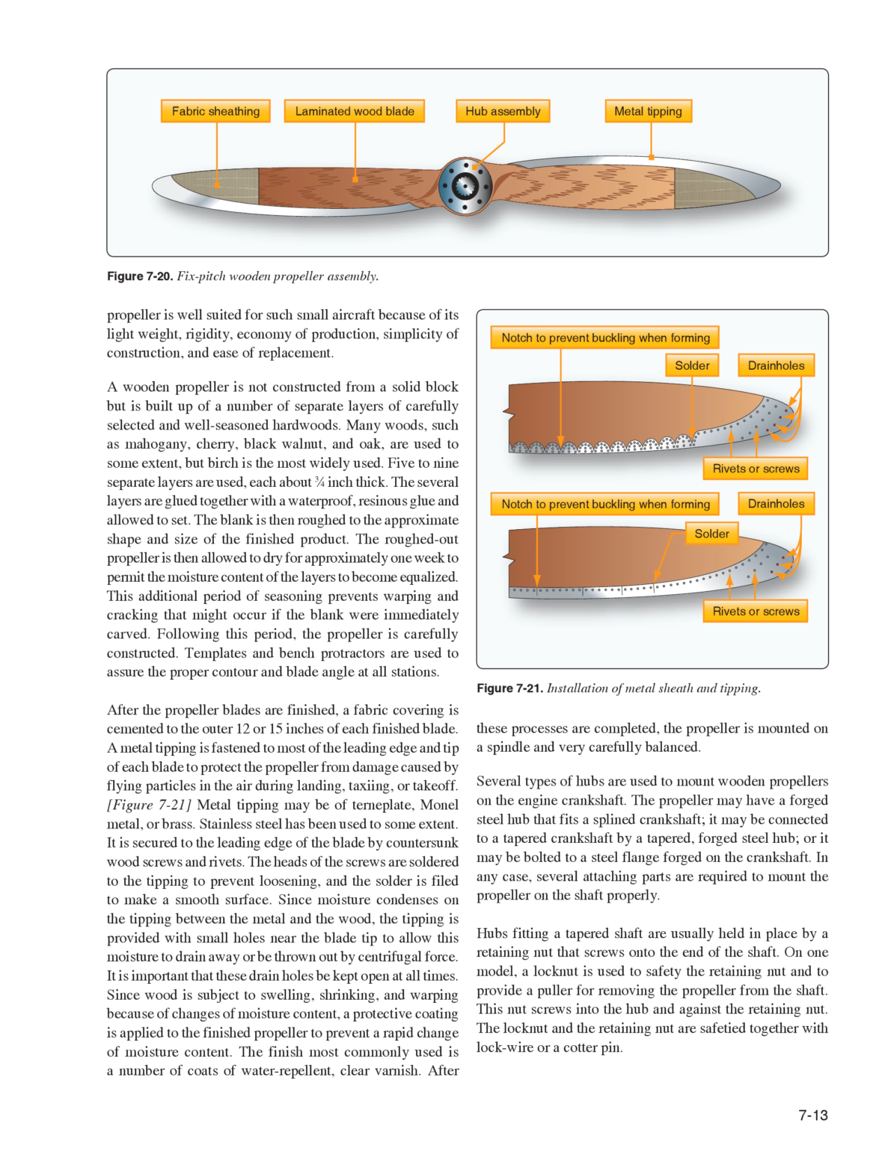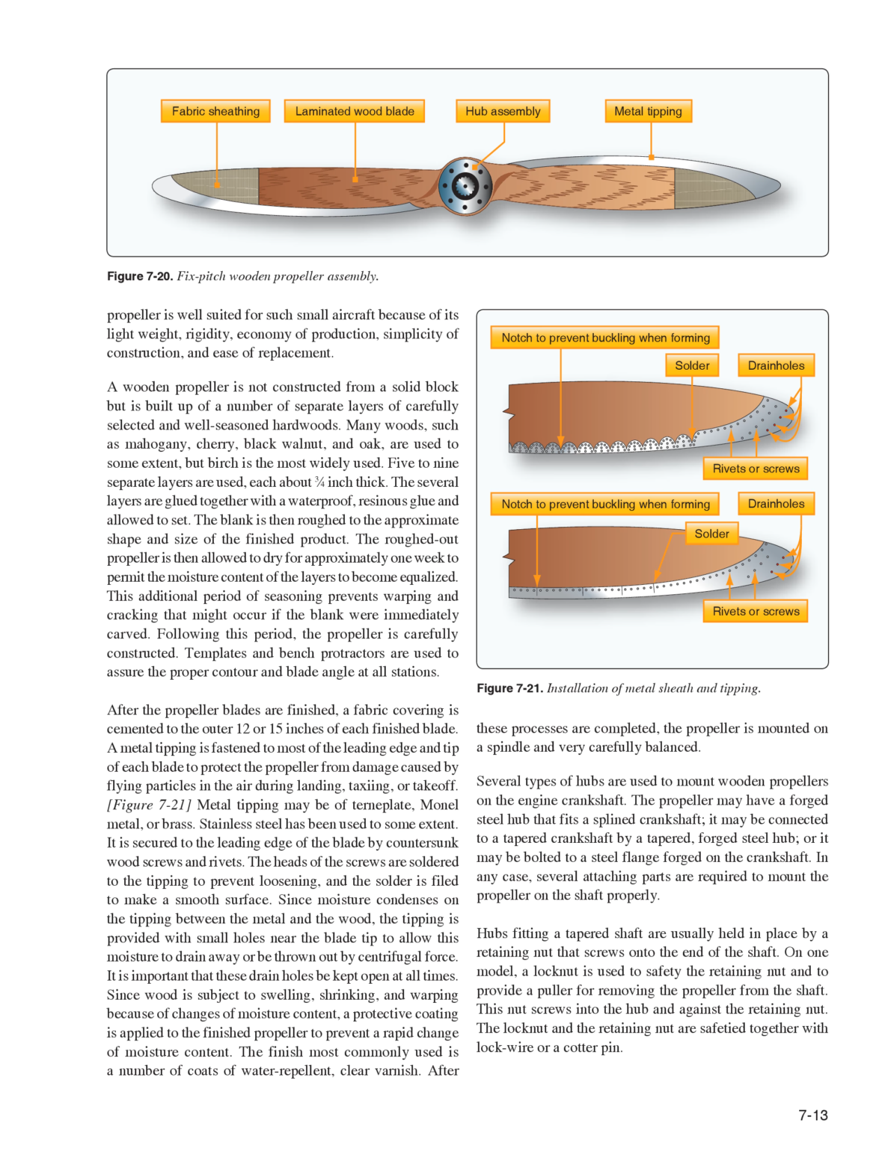The roughed-out propeller is then allowed to dry for approximately 1 week to permit the moisture content of the layers to become equalized. This additional period of seasoning prevents warping and cracking that might occur if the blank were immediately carved. Following this period, the propeller is carefully constructed. Templates and bench protractors are used to assure the proper contour and blade angle at all stations.